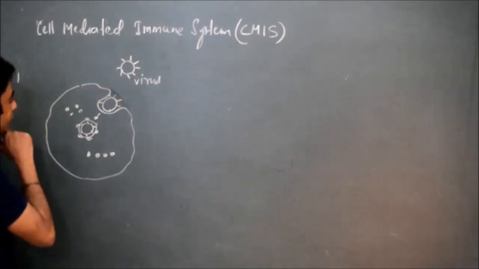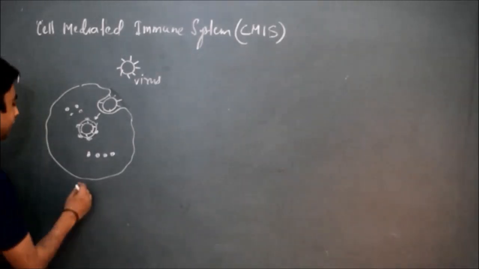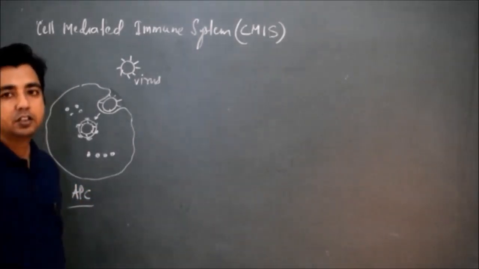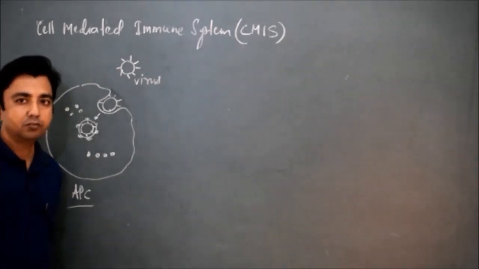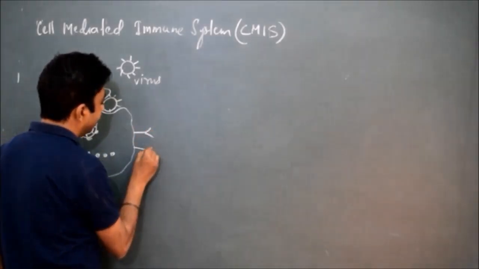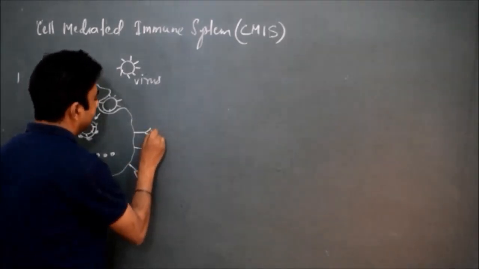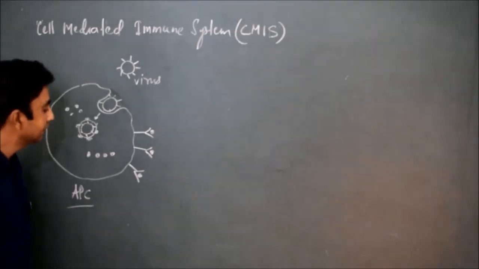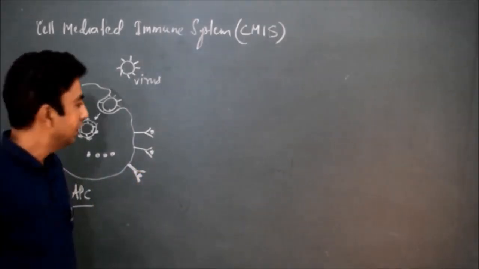Now this macrophage, what will it do? Since it is an APC, antigen presenting cell, it will have an MHC class 2 molecule. So what will it do? It will present these antigens on its surface. This is the same as we saw in humoral immunity.